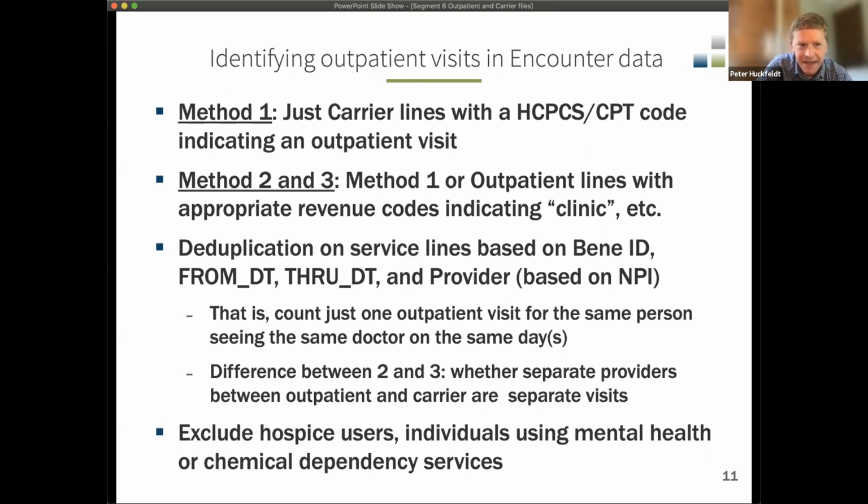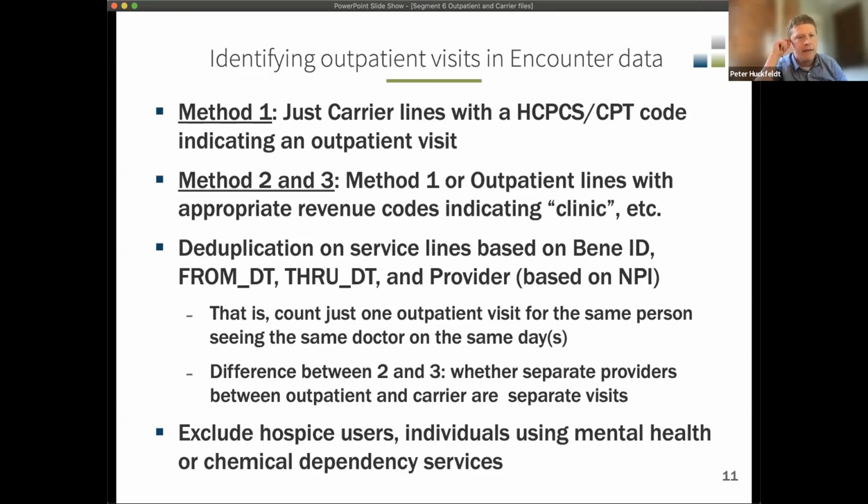So the second and third method, you identify the carrier lines that have an outpatient visit, and you identify outpatient file lines that have appropriate revenue codes that indicate that a given service was provided in a clinic.